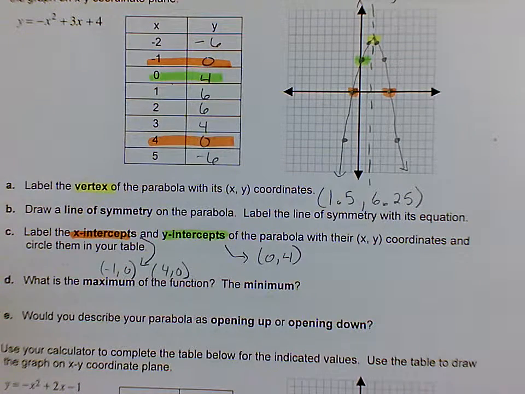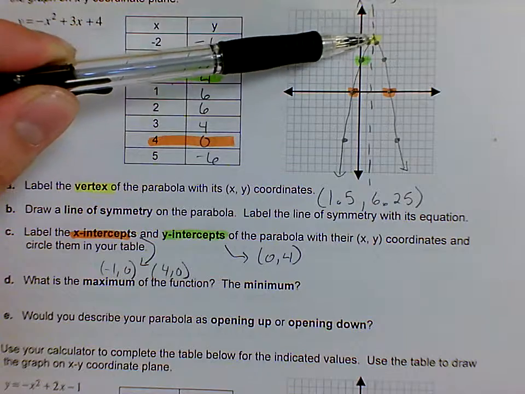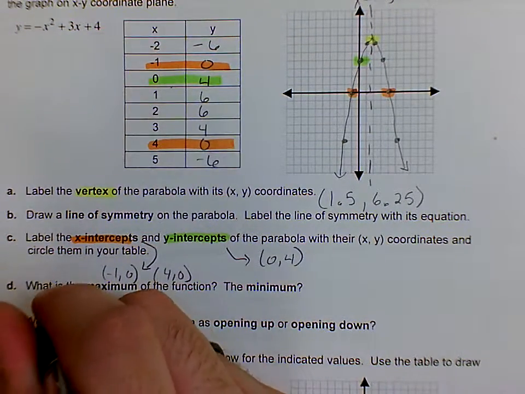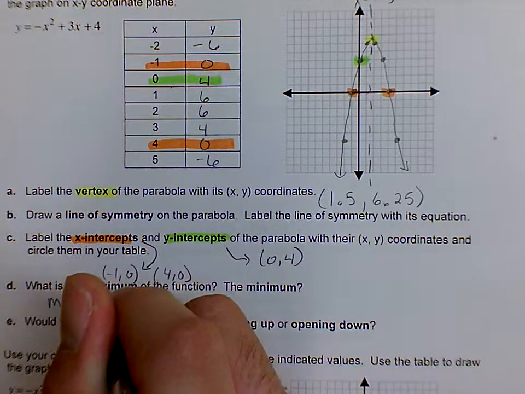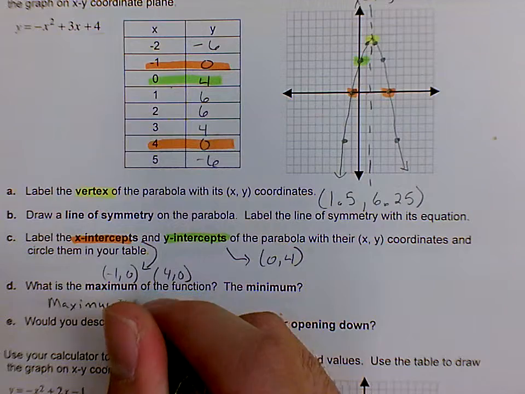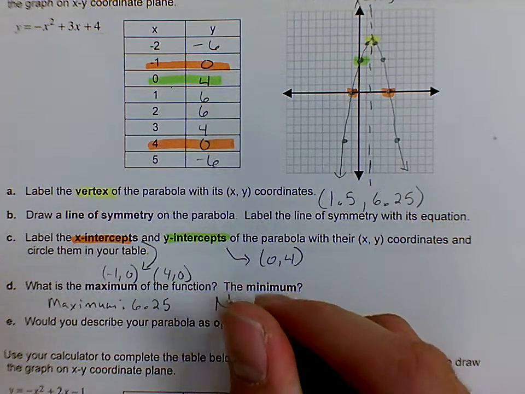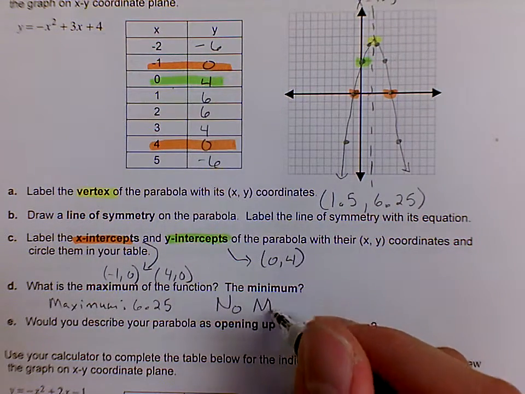What is the maximum of this function? So our max, we want to go all the way to the very top. And as we said, that very top point was 1.5 comma 6.25. So my max is going to be 6.25. And then it keeps going on and on and on forever. So there's going to be no minimum.